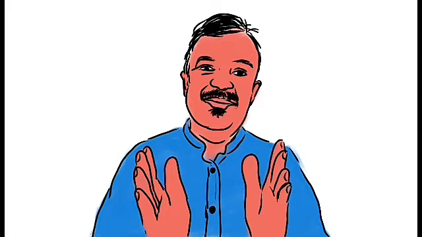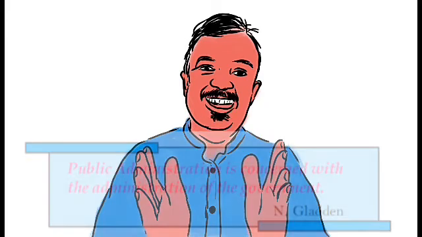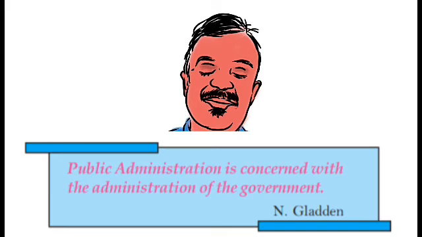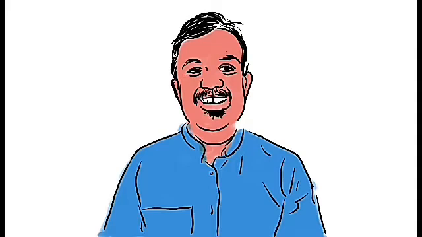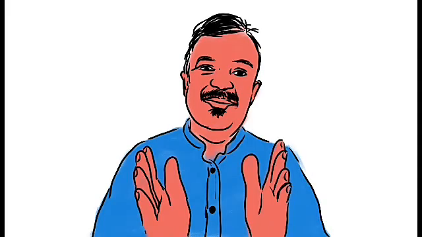The definition of public administration is given there. Public administration is concerned with the administration of the government. It is the definition given by Gladden. What's the definition? Public administration is concerned with the administration of the government. Public administration is the effective utilization of men and materials for the implementation of existing laws, governmental policies, programs, and developmental projects. And another definition is also there in our textbook.